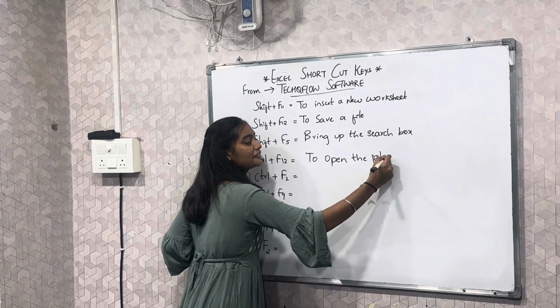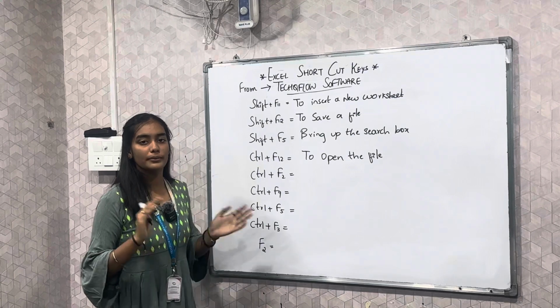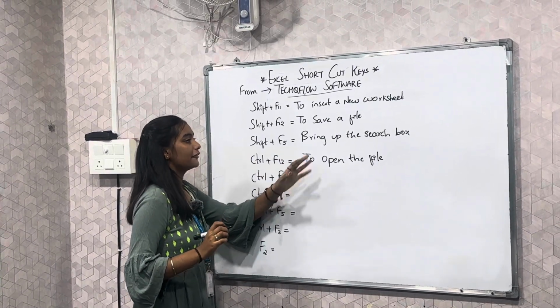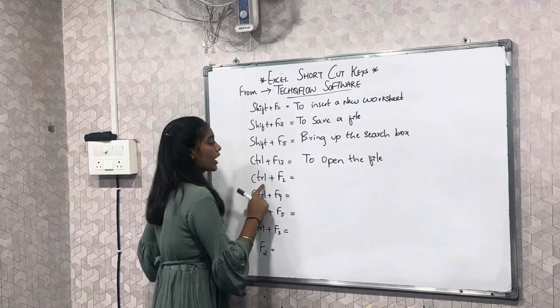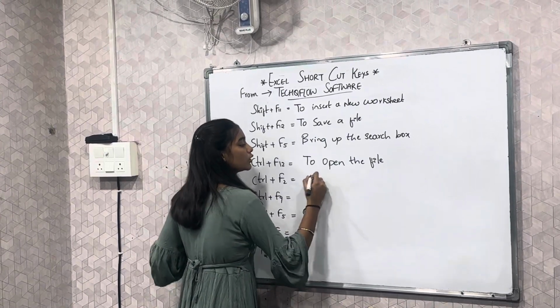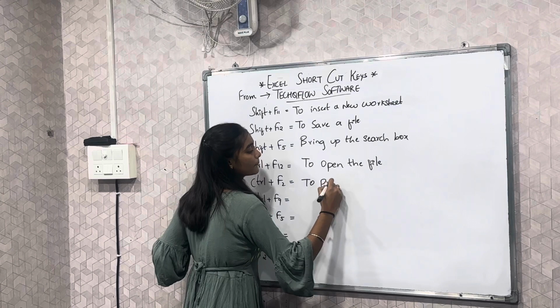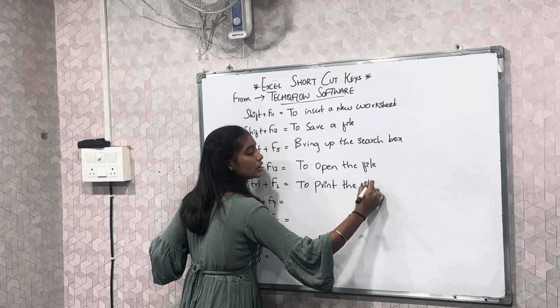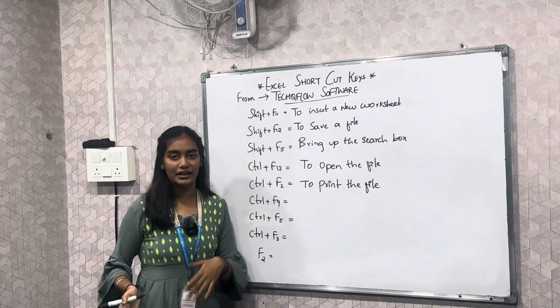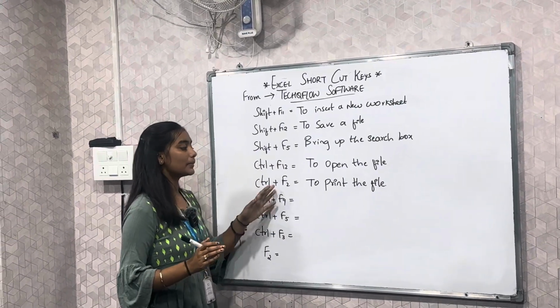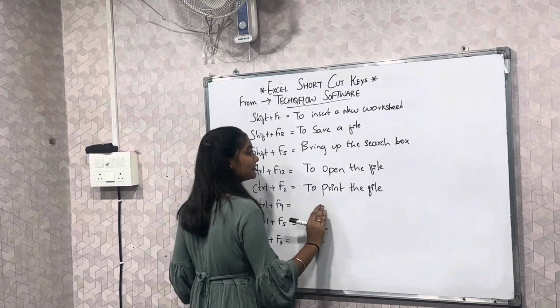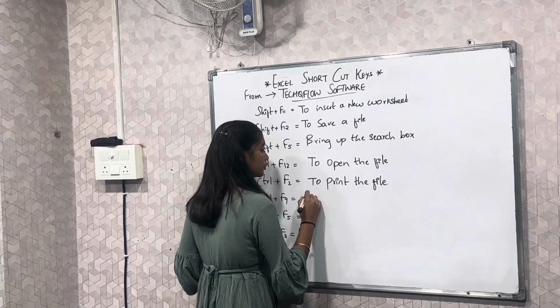If we need any file to be opened and visible in the Excel sheet, we need to press Control plus F12. Okay, so Control plus F2 to print the file. So if you need any file to be printed, we need to press the Control plus F2 shortcut.